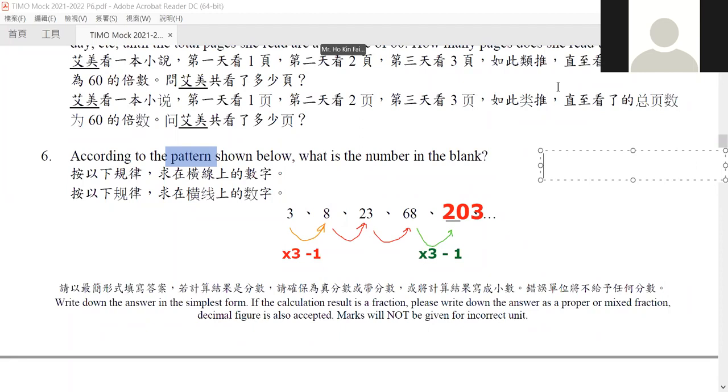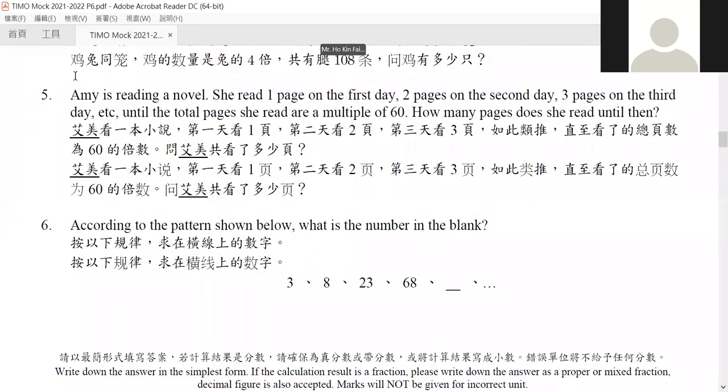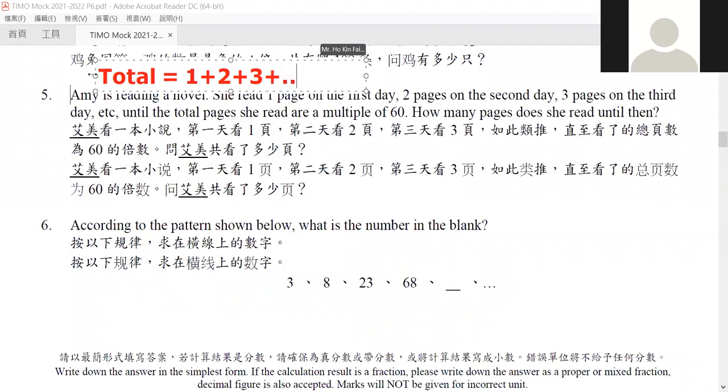Although looking into the difference of numbers is very important for finding the pattern, it is not the only way. Sometimes if we just give you these numbers, you may want to find a more direct way to state the rule. Okay, can you show your solution for question 5 really quickly? For question 5, you just write down the total pages. What is the meaning of the total pages? The total will be equal to the first 1, 2, 3, up until some number n, because of the n-th day.